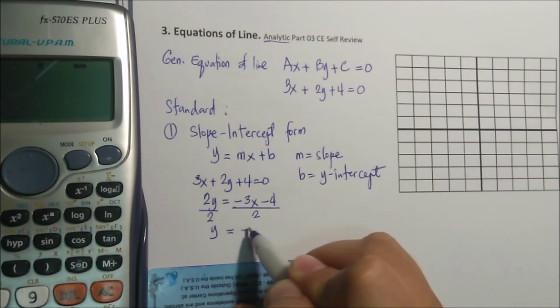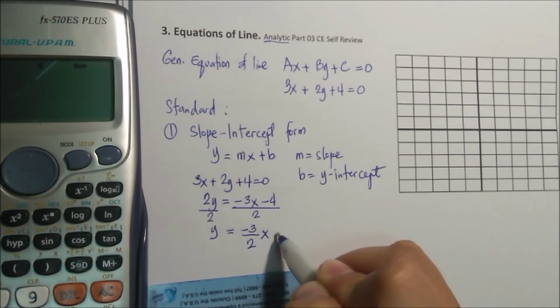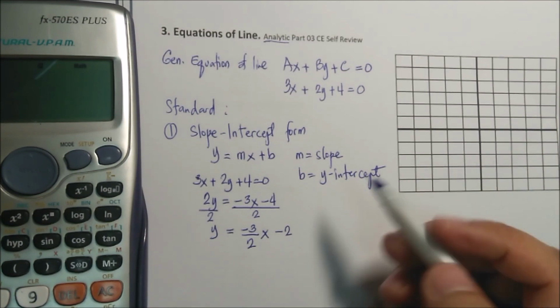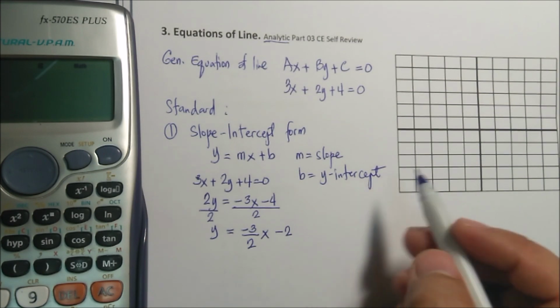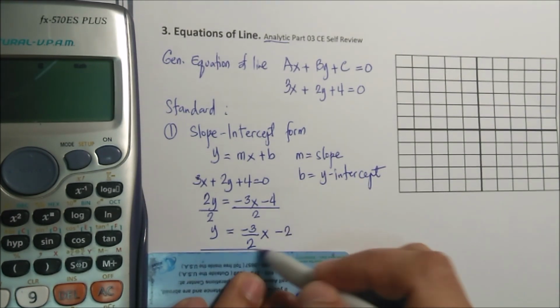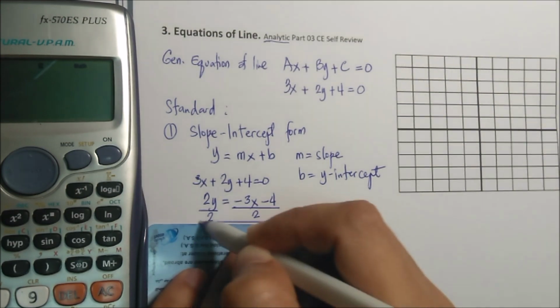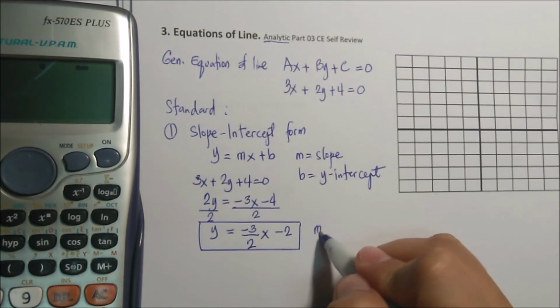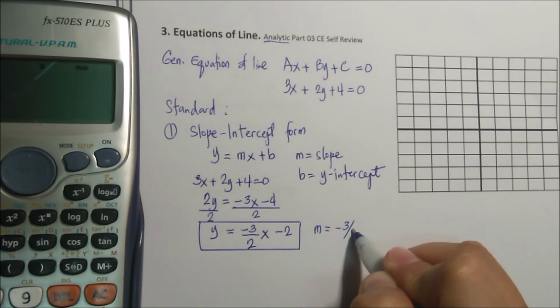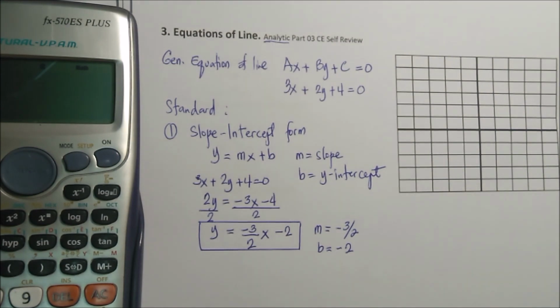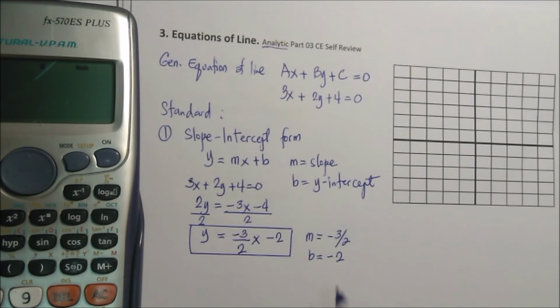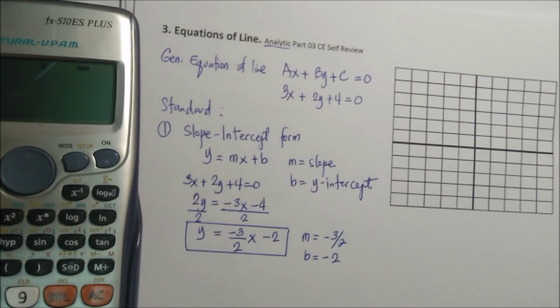our y is negative 3 halves x minus 2. 4 divided by 2, that is negative 2. So our equation is y equals negative 3 halves x minus 2. Our slope here is negative 3 halves and the y-intercept is negative 2. So if the slope is negative, again our line is expected to be decreasing from left to right. Let's try to graph this line.